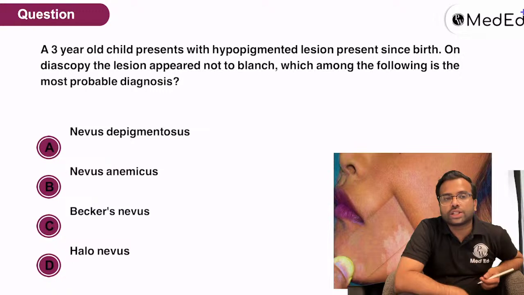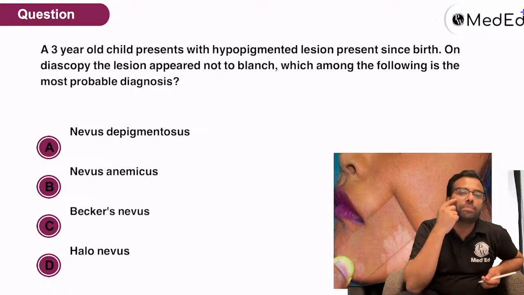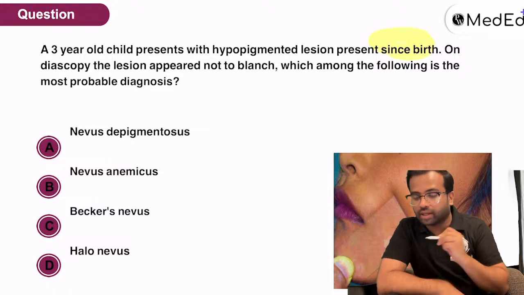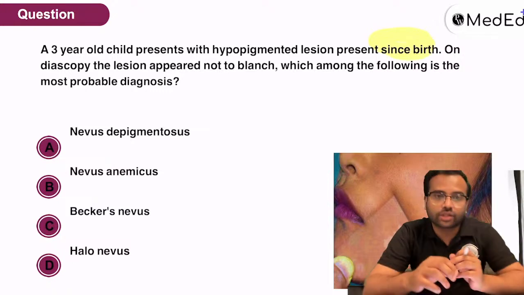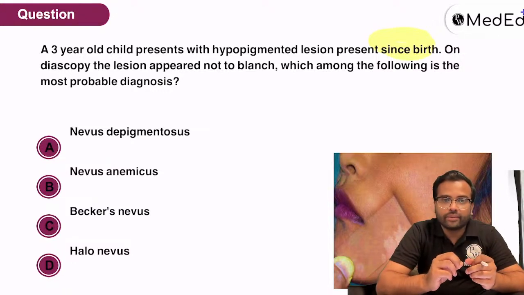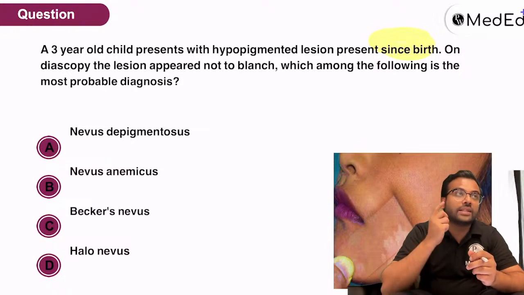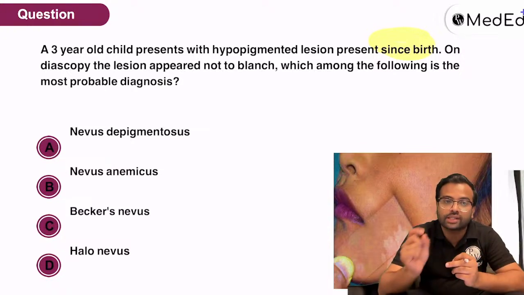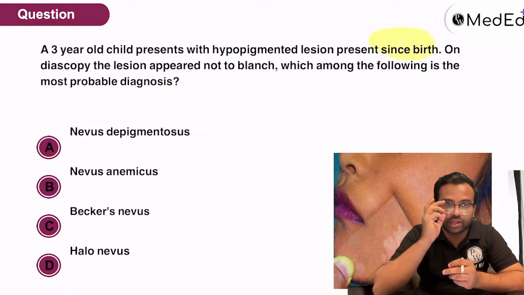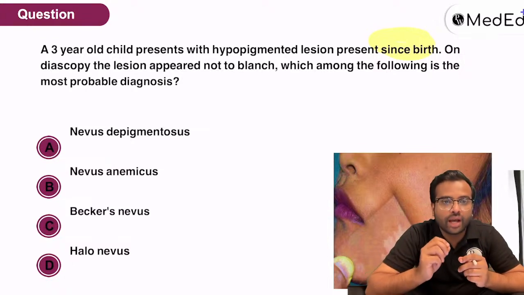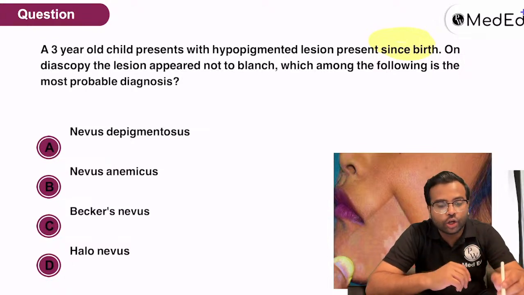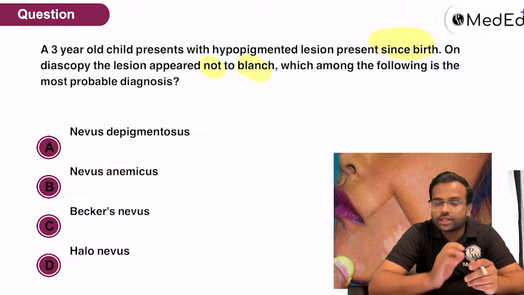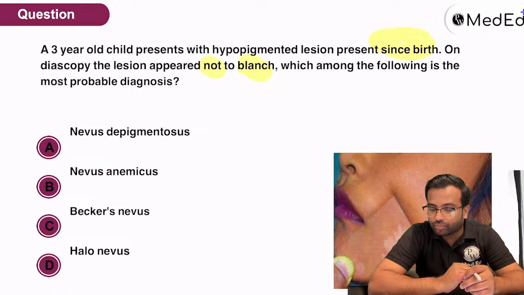A 3-year-old child presents with a hypopigmented lesion which is present since birth. So these kinds of things should be the eye opener for you, that there is a lesion and the lesion is present since birth. You should not miss these kinds of keywords in the MCQ. On diascopy, the lesion appeared not to blanch. There is no blanching. Which is the probable diagnosis?